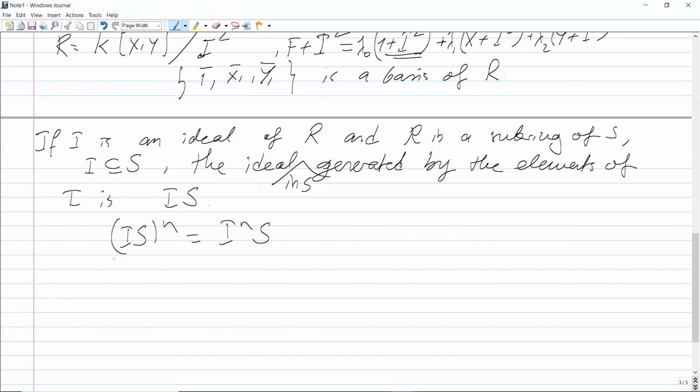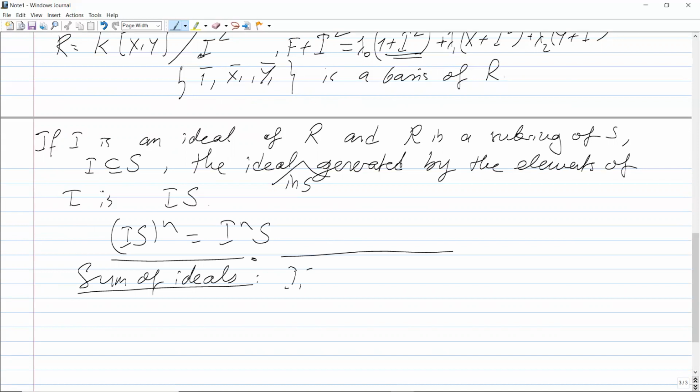So for the product, it is like this, but for the addition of ideals, it is easier. Addition of ideals, or sum of ideals. Sum is easier, better. Sum of ideals. So let I and J be two ideals in R.